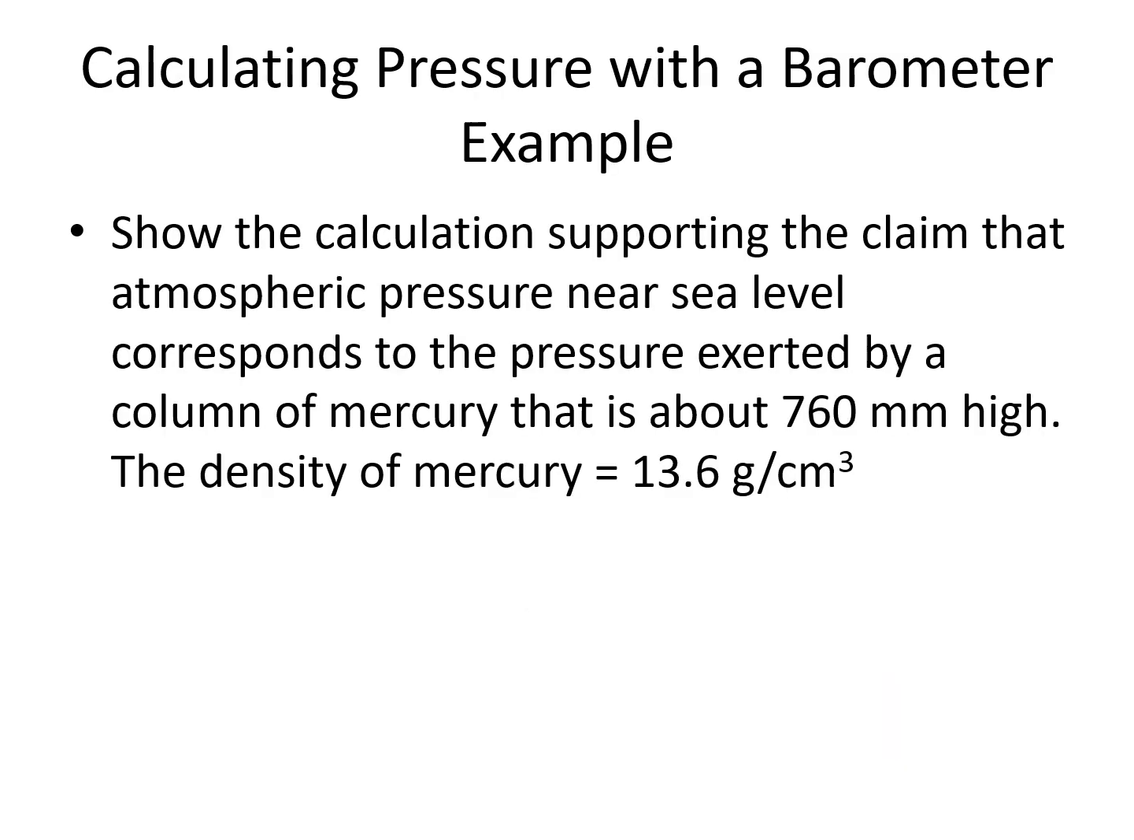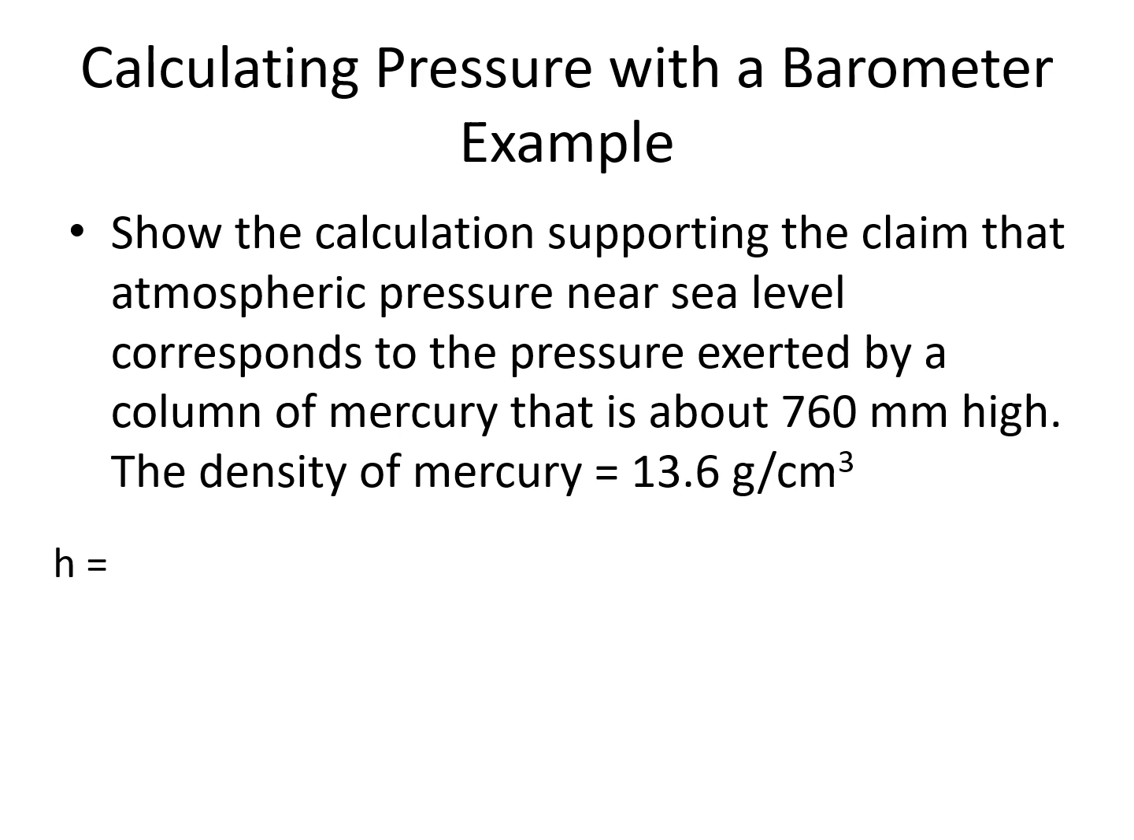Here's an example of calculating pressure with a barometer. We're trying to show that atmospheric pressure is equal to 760 millimeters of mercury, and the density of mercury is given as 13.6 grams per cubic centimeter. The first variable, H, is the height of mercury in the column.